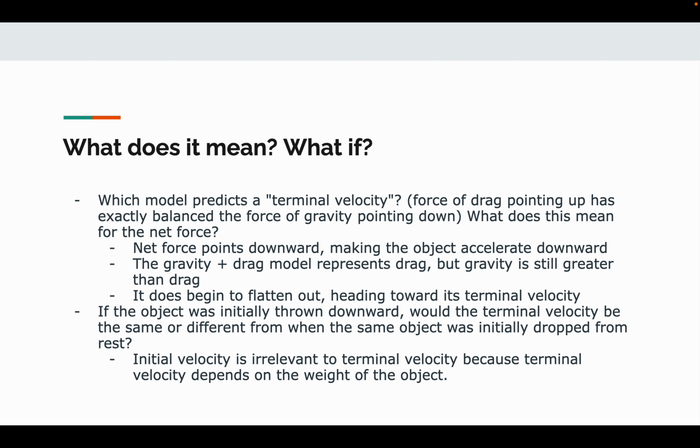The second question is, if the object was thrown downward first, would this affect the terminal velocity? And I said no, because initial velocity is irrelevant to terminal velocity. Terminal velocity is dependent on weight, not initial velocity.